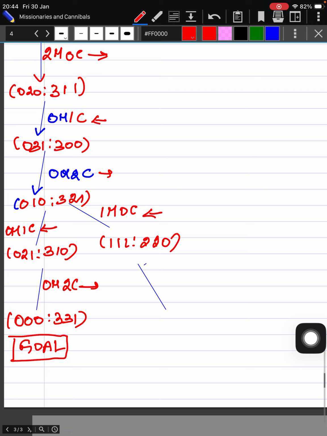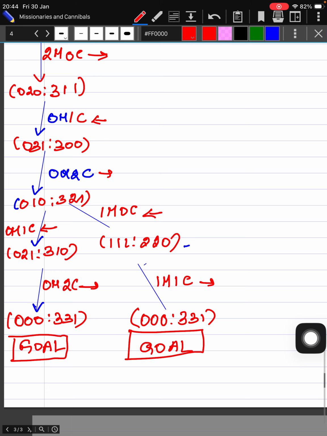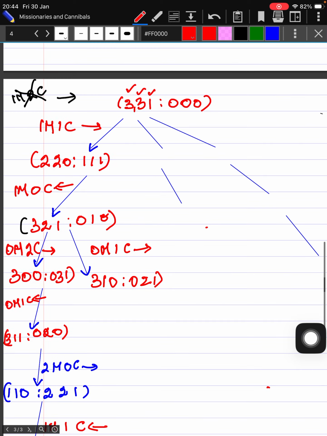Now I'll come to this path. What do I have here? I am in 1, 1, 1 colon 2, 2, 0. Right, what can I do now? I can shift 1 missionary and 1 cannibal from left to right. This also will make me reach the goal state. Okay, I have reached the goal state now. I'll come to the other paths.